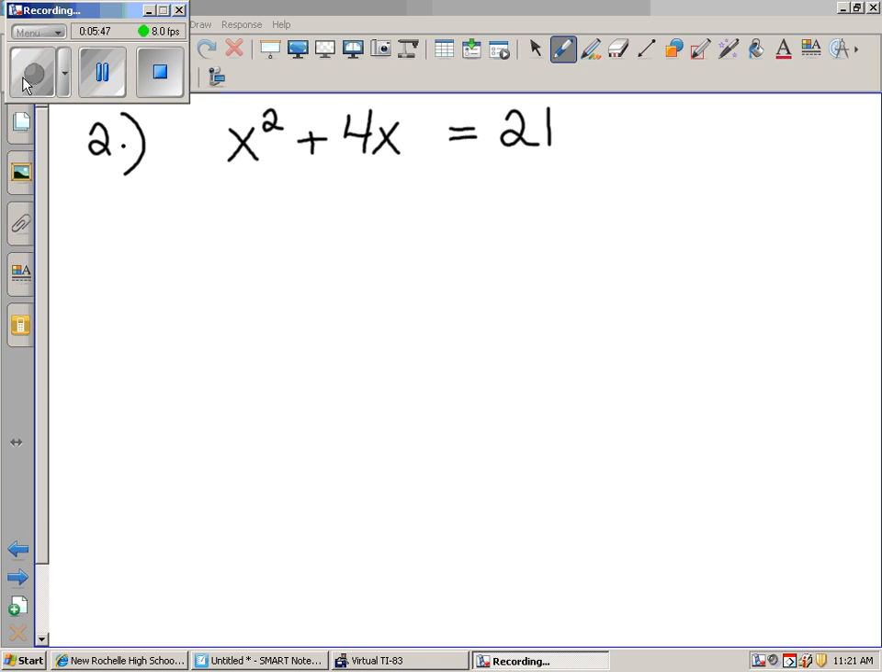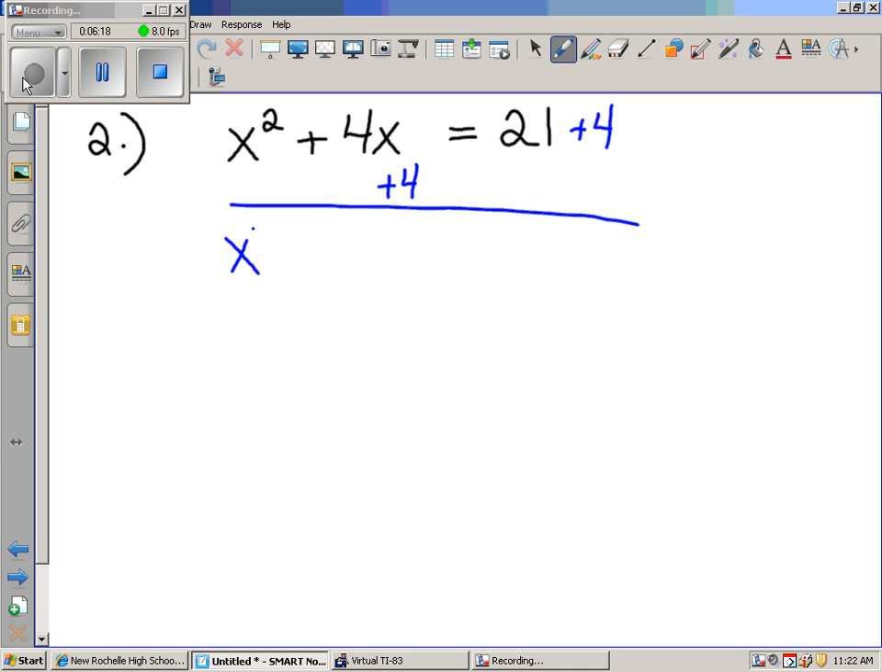Problem number 2. How is problem number 2 different than problem number 1? Yeah, the constant is already on its correct side. We can just proceed with the next step. So can somebody tell me, what is it I'm going to add to each side? Selena? Yeah, we're going to be adding 4 to each side because positive 4 divided by 2 is 2, and 2 squared is 4. So we're going to add 4 to each side. X squared plus 4x plus 4 equals 25.